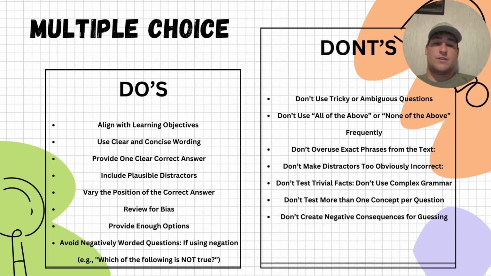Don't test trivial facts. Don't use complex grammar. The really multiple choice questions are supposed to be more short, simple, and sweet because you're only choosing that one box. You're not writing an essay where students can give their own opinion. Don't test more than one concept per question. So don't try and test two different sections with one question. Keep it one question for this part, one for that part. And then don't create negative consequences for guessing, which just means, if students are trying their best, do not punish them for trying to get the right answer.